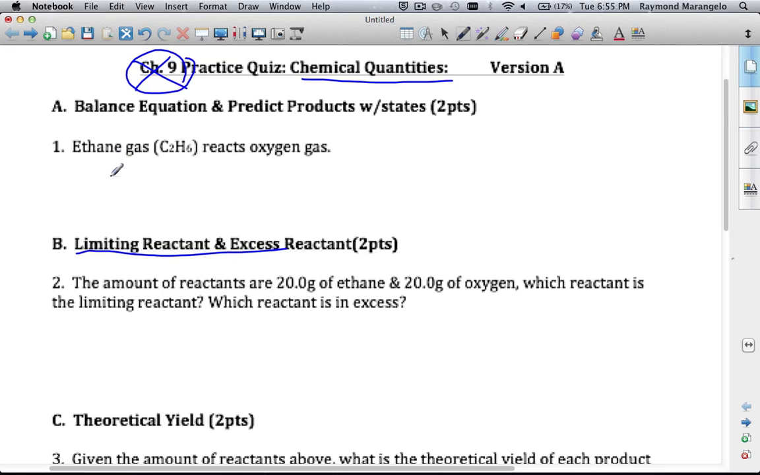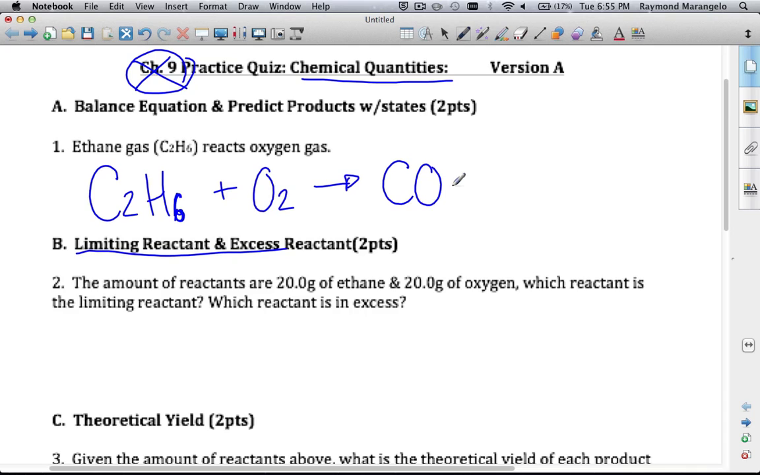Ethane gas, C2H6. It's going to react with oxygen gas. Hopefully you remember that oxygen is diatomic, so it's O2. When it reacts, this is a combustion reaction. So the products, if you hopefully remember, are CO2 and H2O. We have to balance this.